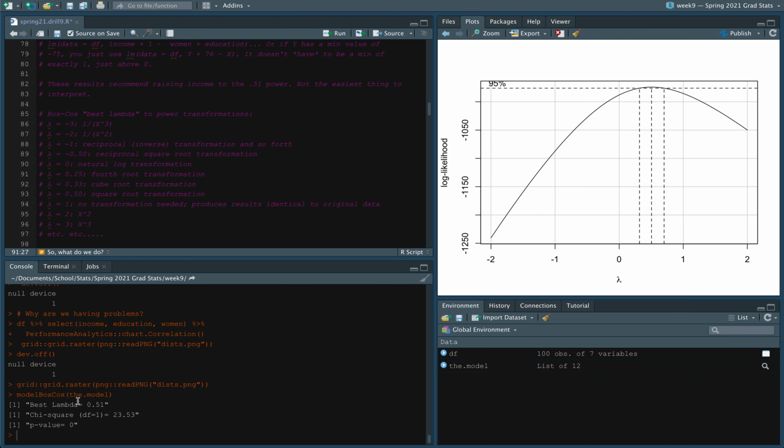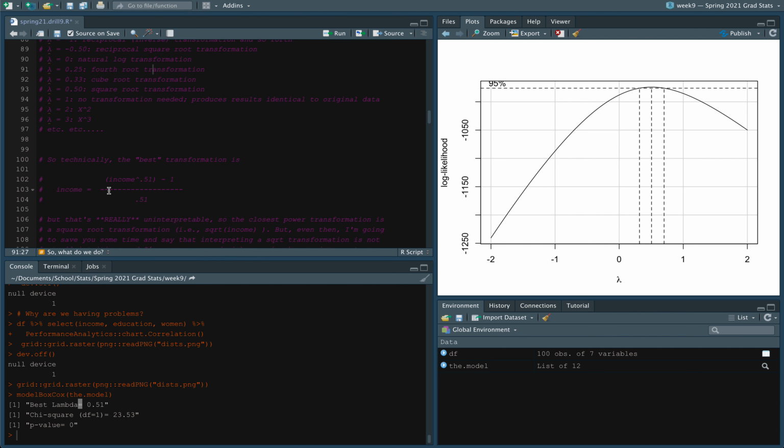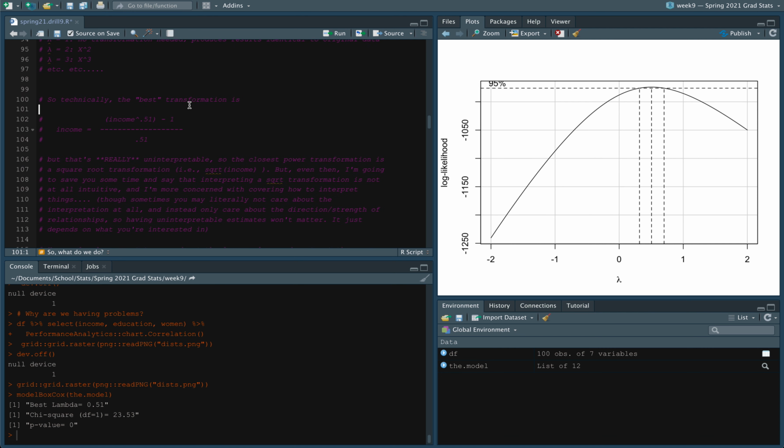So basically, all this lambda tells you is that the best transformation of income would be income raised to the power of 0.51 minus 1, over 0.51. But that's really, really uninterpretable. If that's how you transform your income variable, and your outcome variable is income raised to the 0.51 power minus 1 over 0.51, how do you even really interpret that?